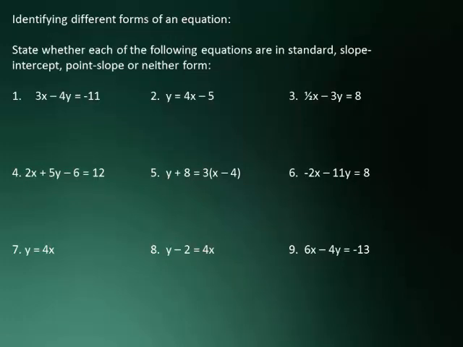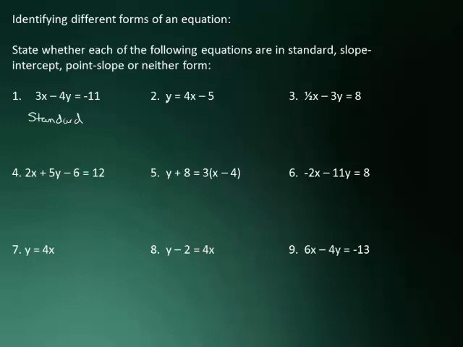So the first thing we need to do is identify the different forms of an equation, so we can say whether they're in standard, slope-intercept, point-slope, or none. Looking at the first example, we have 3x minus 4y equals 11. We have x and then y. We have all integers, and the first integer is positive, so this is standard form.